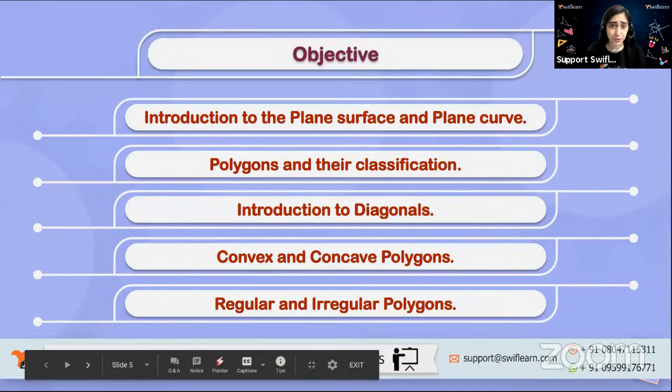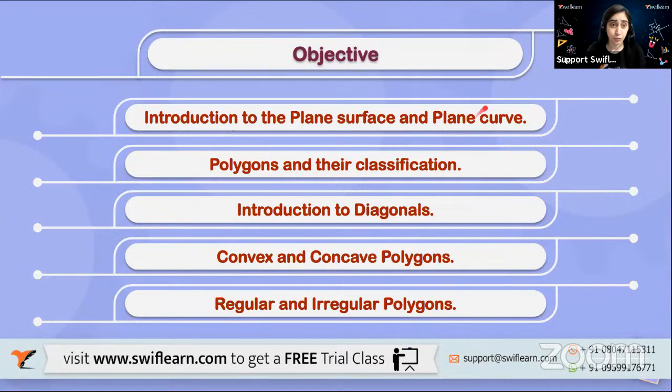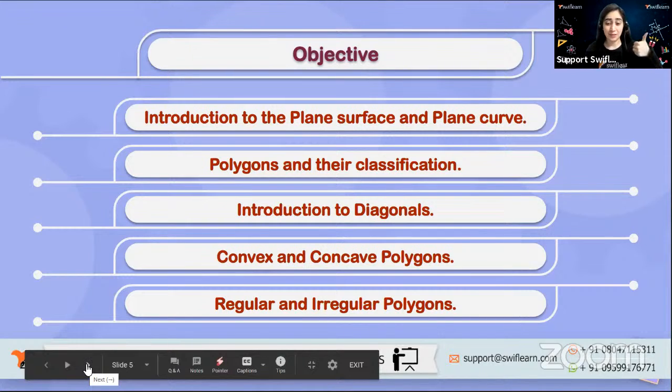The objectives for today's class are the introduction of plane surfaces and plane curves. So we'll do what plane surfaces are and what plane curves are. We'll understand what a polygon is and how polygons are classified, the different types of polygons. We'll also try to understand what a diagonal is. What do we mean by a diagonal? And then we have 4 types of polygons. One is convex, concave. The other 2 are regular and irregular polygons. So these are the topics which we will cover in today's class. All right, so let's go. Good to go? Give a thumbs up.